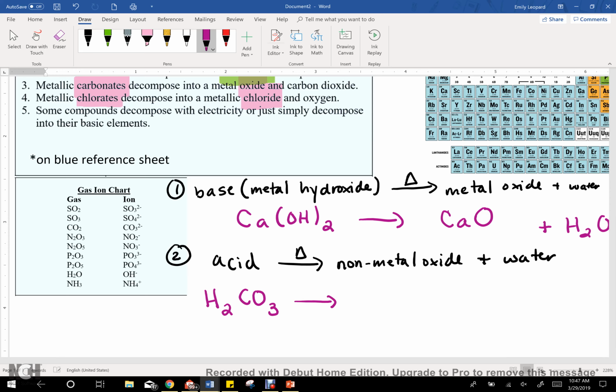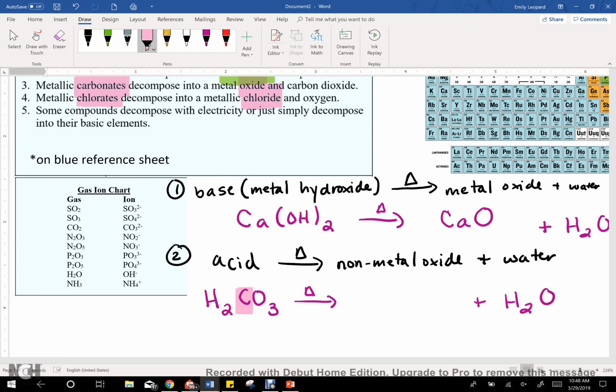Okay, so it's going to be heated. And so my rule says that it'll break down into a non-metal oxide and water. So I already know what water is, so I'm going to write that in as H2O. Okay, so now I need to write my non-metal oxide. So my non-metal in this particular case is carbon, okay?